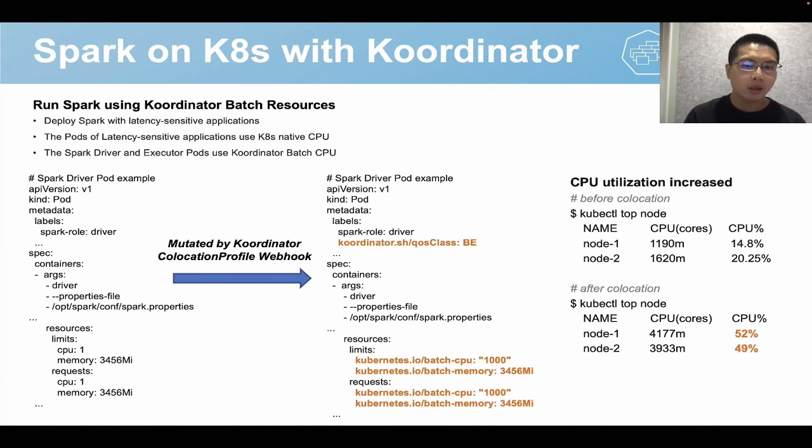The YAML on the left describes a standard Spark driver pod. When the Spark driver pod is created, it will be updated by the colocation profile webhook of the Koordinator component, and the Koordinator QoS class will be added to indicate the driver pod is a best effort pod, and the resource type will be modified from the Kubernetes native CPU and memory to Koordinator batch CPU and batch memory. It will eventually be scheduled by the scheduler.